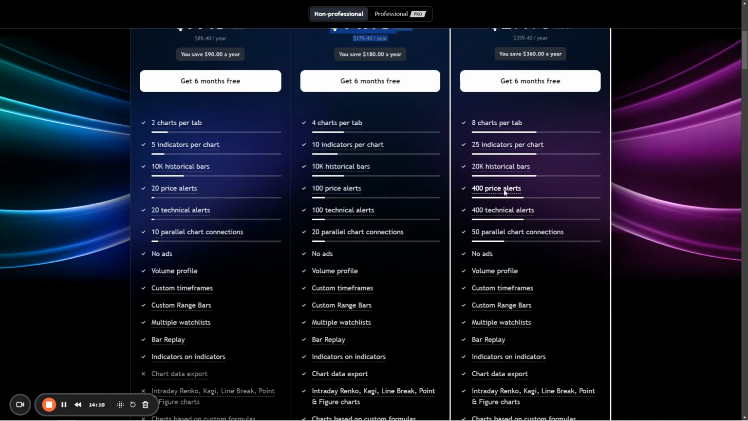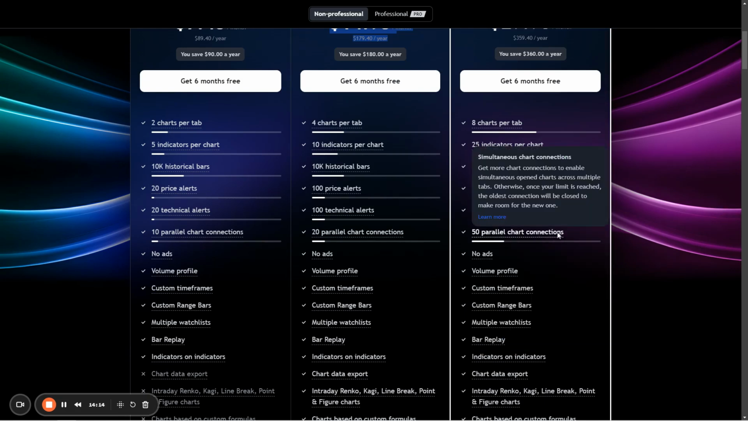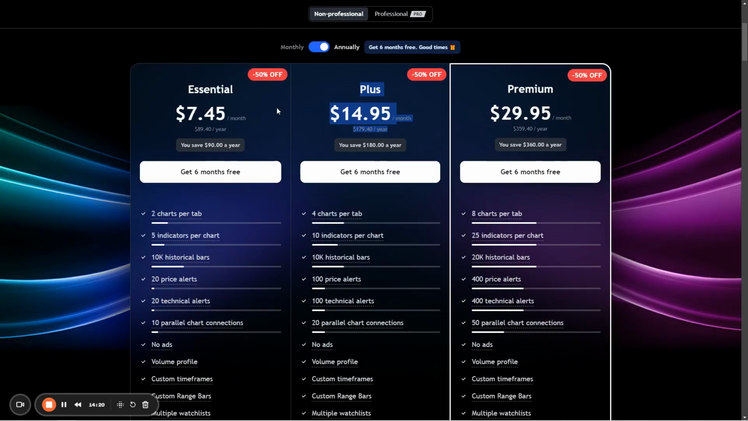Everything that I want. I don't need 400 price alerts or technical alerts. I don't need 50 parallel chart connections. And I don't need 25 indicators per chart. This is a great place to start, and this is probably where you will end up.